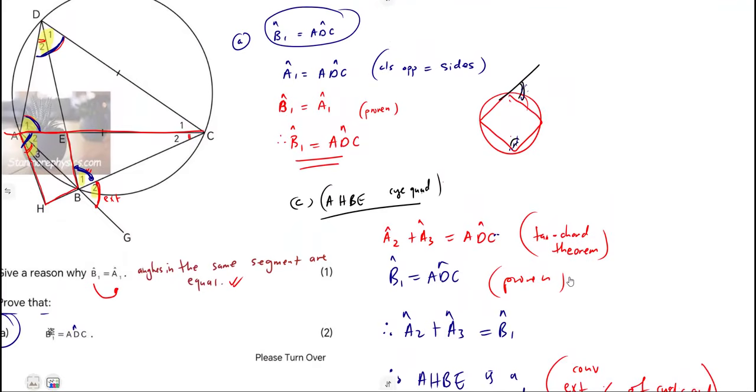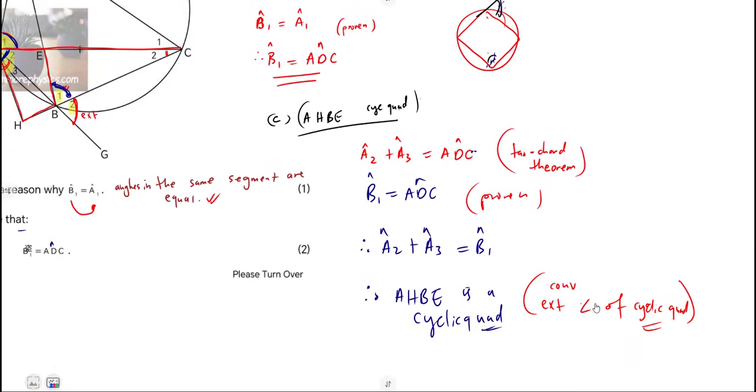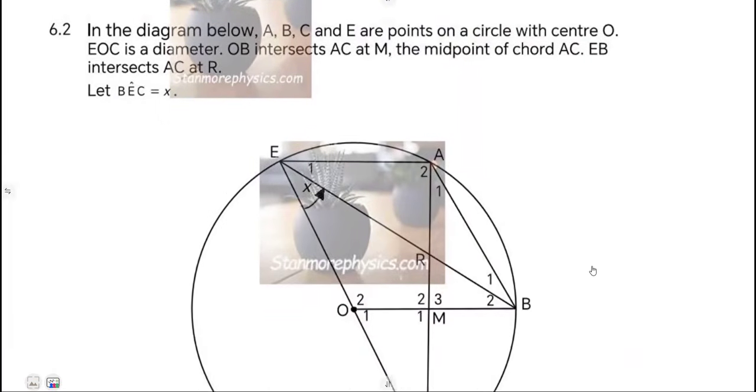So to prove a cyclic quad, you can use what? The converse part: exterior angle being equal to opposite interior, or you can use opposite angles. If they are supplementary, then it is a cyclic quad. Just like that. Right? Then let us consider 6.2.